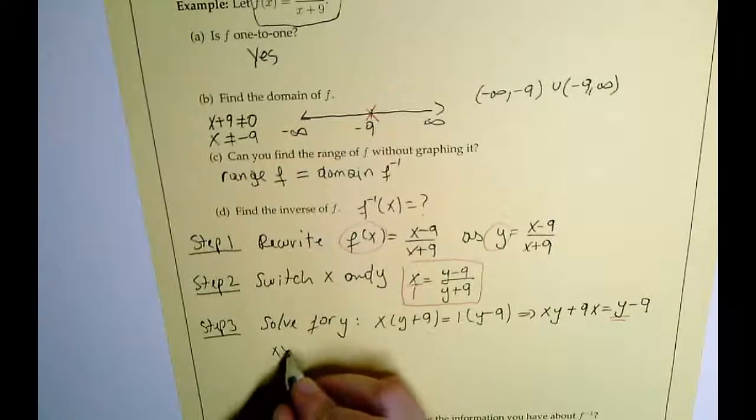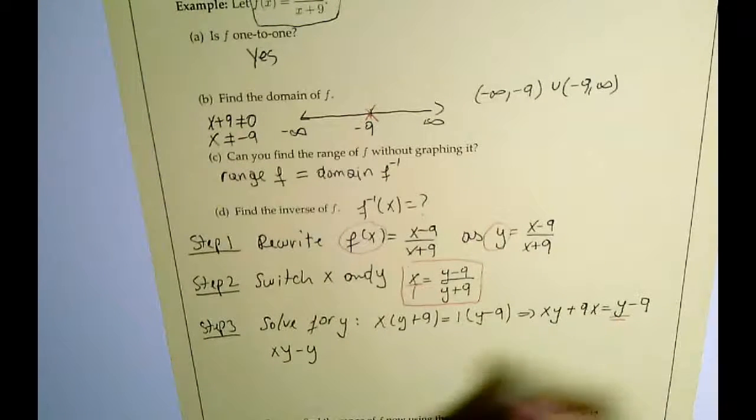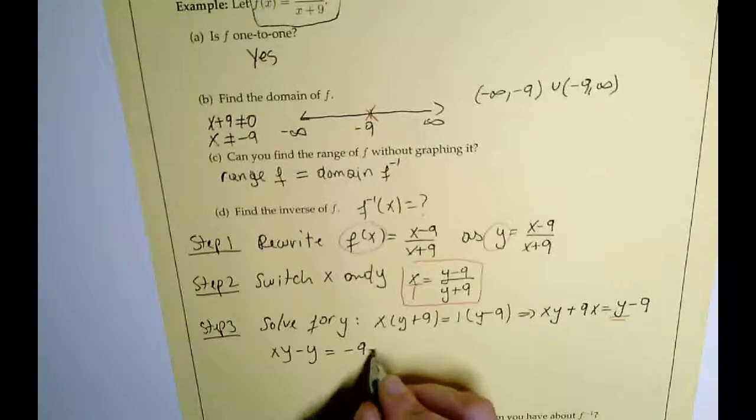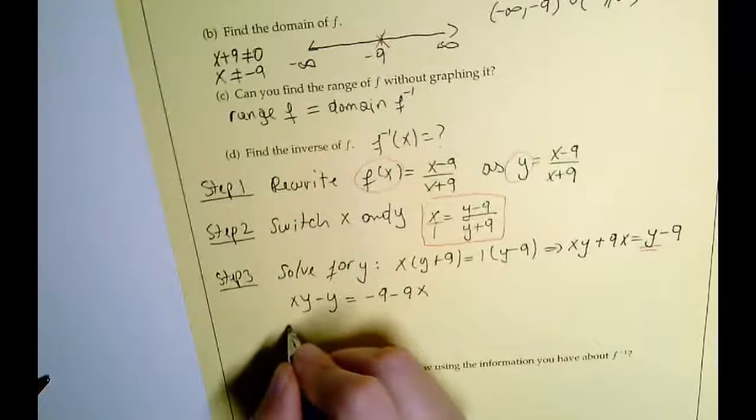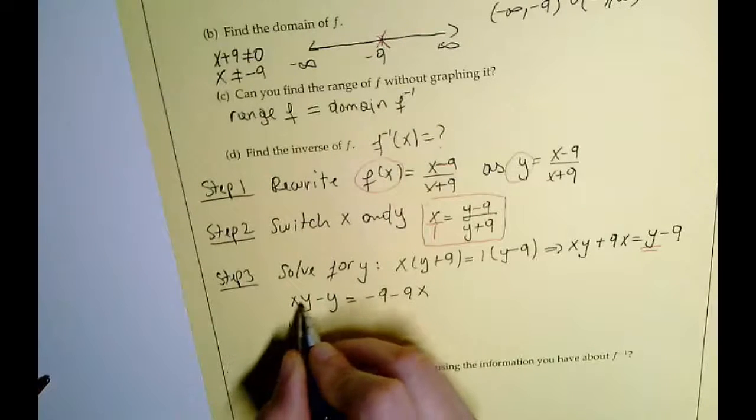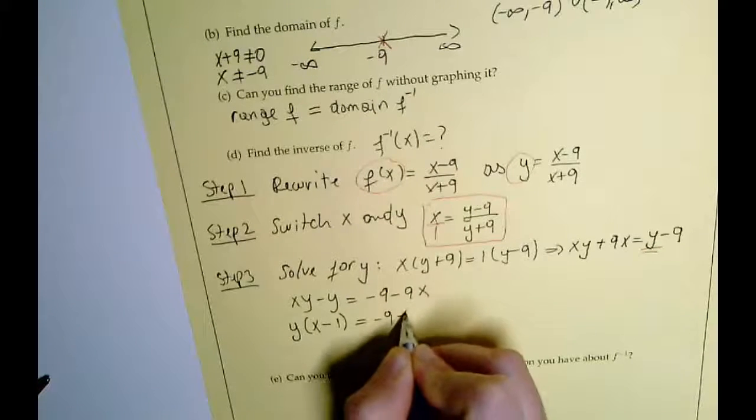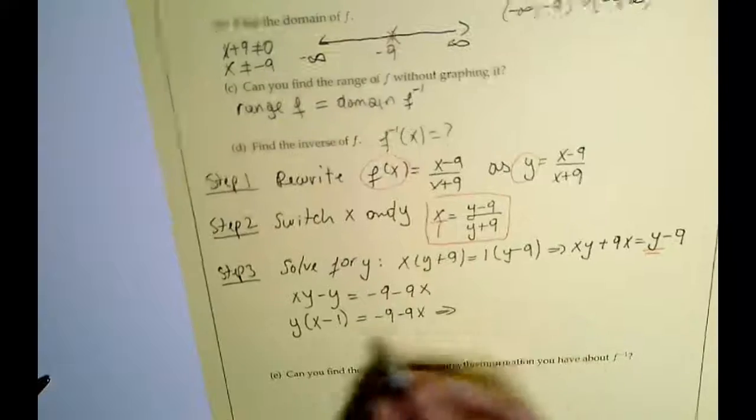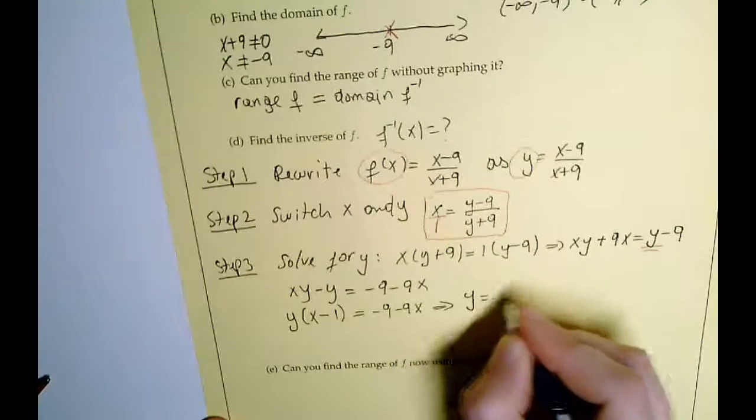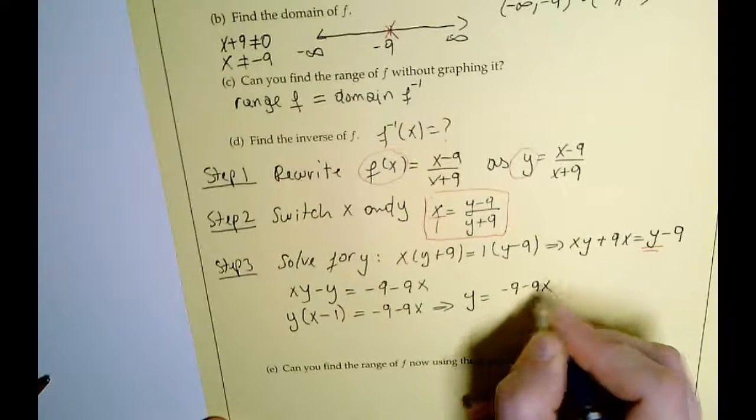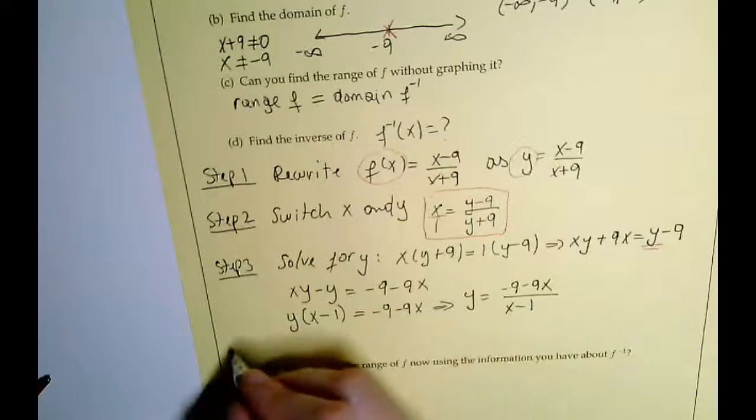So I'm going to have xy, I'm going to subtract y from both sides, so minus y, and then subtract 9x. So minus 9 minus 9x. And then we're going to factor out the y. What I have left from this one is x, and then minus, I have left a 1. And then I'm solving for y, so I need to divide by x minus 1 both sides. So y is going to be (-9 minus 9x) divided by (x minus 1). So this is our inverse.